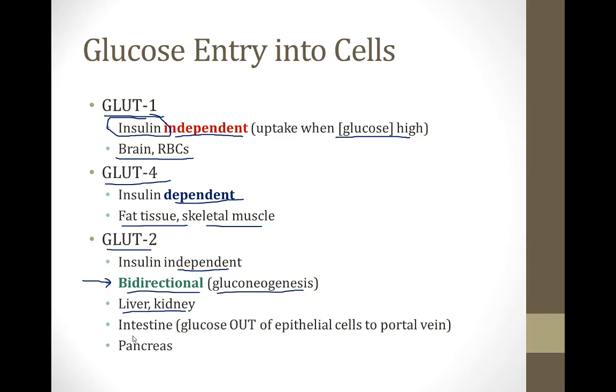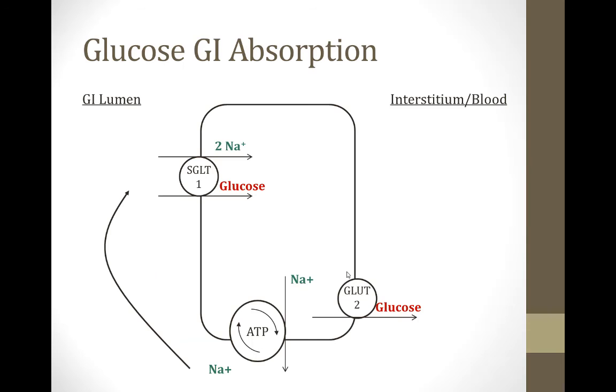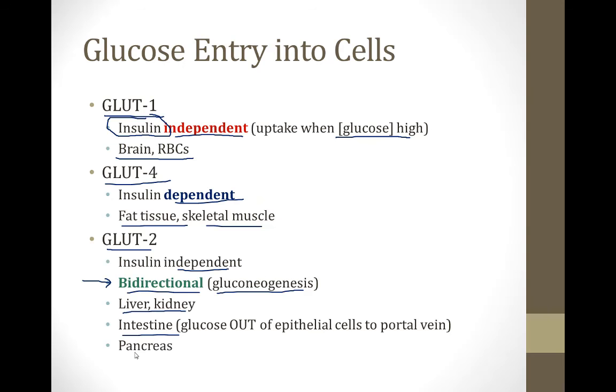You can find the GLUT2 transporter in the intestine. It carries glucose out of epithelial cells to the portal vein. Here's the slide I showed you a minute ago, and here's the GLUT2 transporter right here, letting glucose go out of the cell and into the interstitium or blood. And then finally, you can also find GLUT2 transporters in the pancreas.